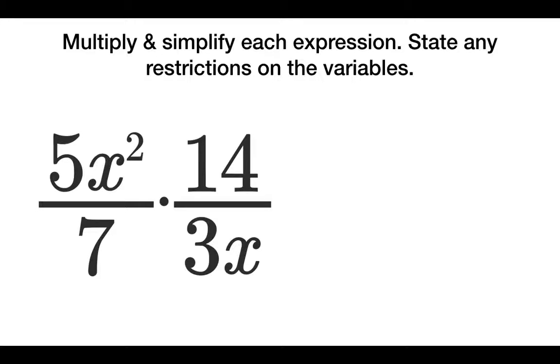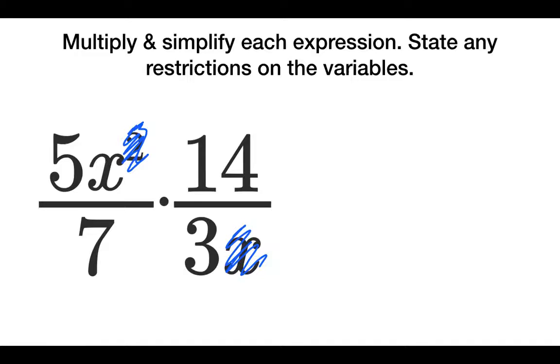So now I'm going to start looking at the diagonals. So 5x squared and 3x, do they have anything in common? Well, 5 and 3, no, but wait, there's an x on both, so I'm going to take out 1x there, and x squared goes down 1 to be just x. Now let's talk about the other diagonal being 7 and 14. Do 7 and 14 have any common factors? Well, let's see.